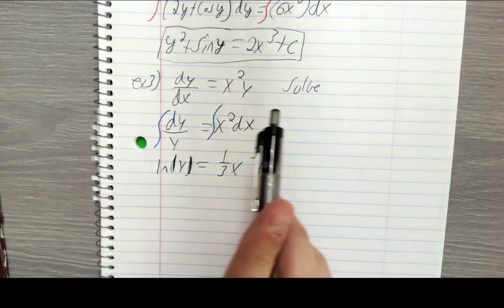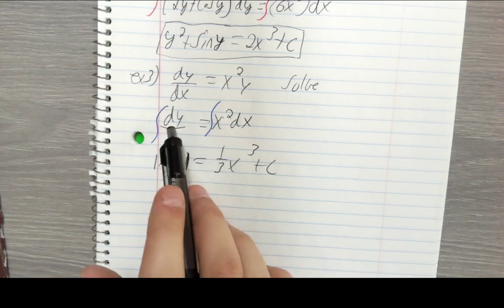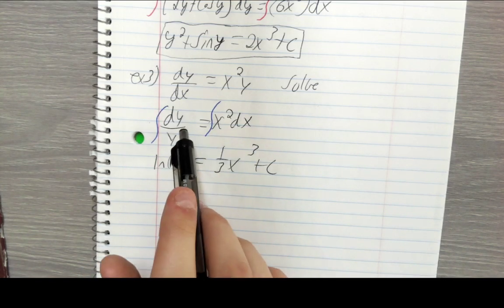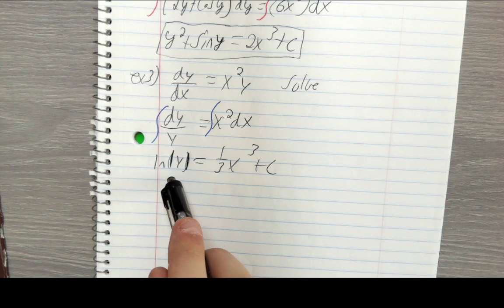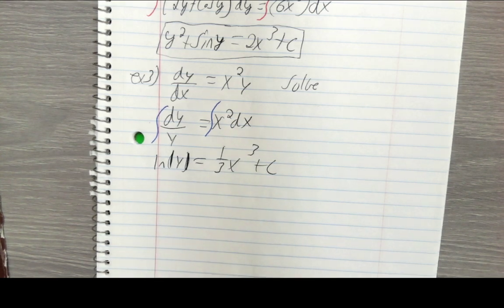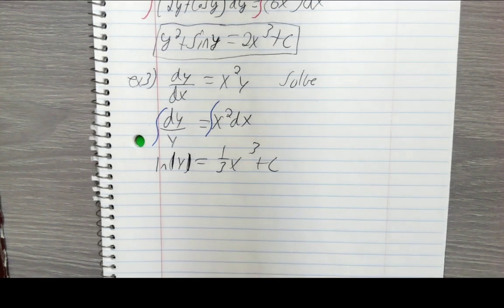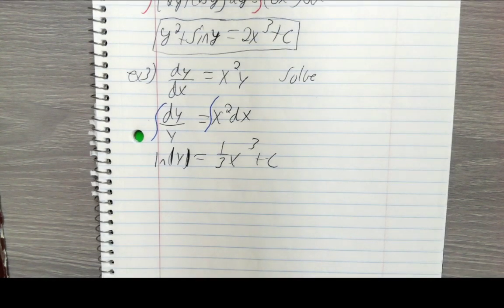Again, isolate variables on either side. Take the integral of 1 over y, which is natural log of y. The integral of x squared is 1/3 x cubed plus c. Now, this is like people's favorite problem to do with differential equations. It's an extremely popular question, and it comes up often. And here's the reason why.